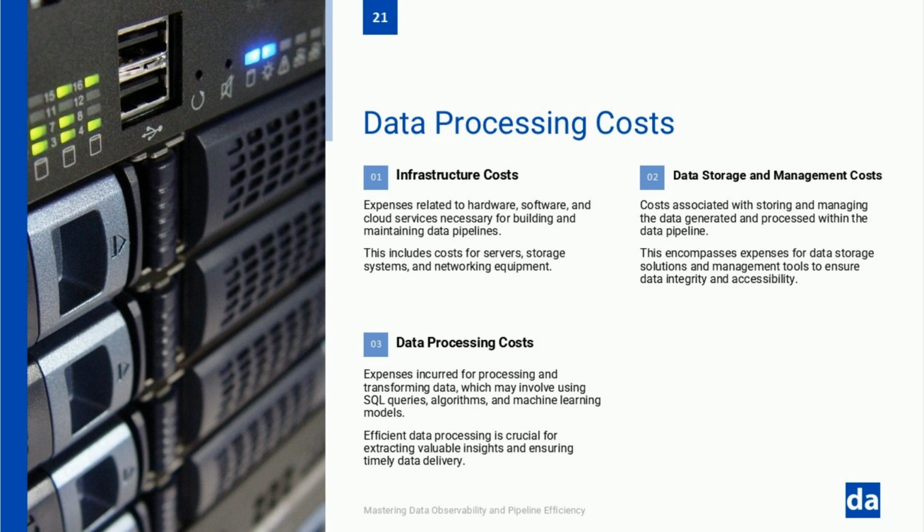3. Data processing costs. This includes expenses incurred for transforming and processing data, such as running SQL queries, machine learning models, and algorithms. Efficient processing ensures insights are timely and valuable. To calculate, the cost formula: processing cost = CPU hours times price per CPU hour, plus RAM usage times price per GB hour. Monitor the runtime and complexity of your queries and algorithms to optimize costs.